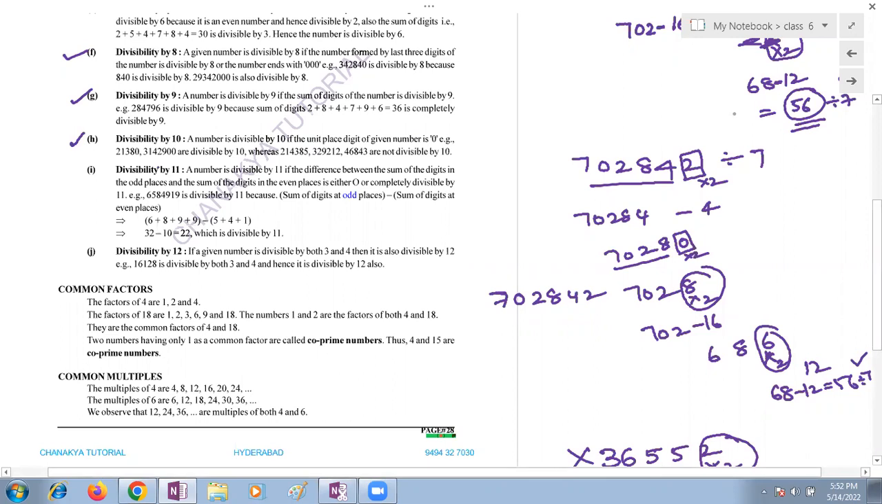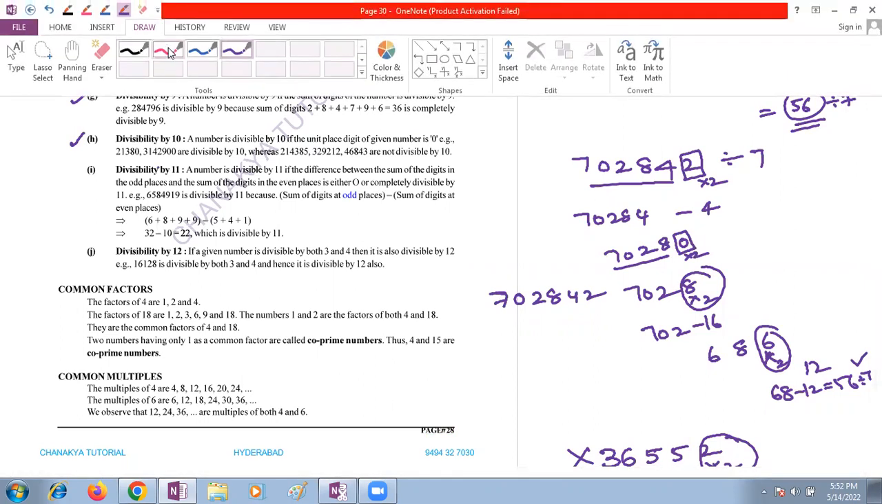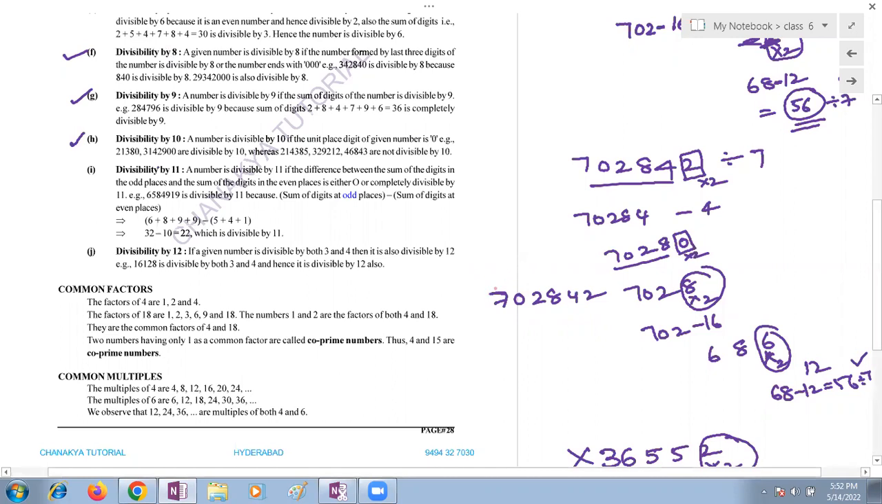Alternative digits. What do alternative digits mean, Nana? If I'm taking the first digit, I should leave the second one. These numbers are the other alternative numbers. Now I can add up 7 plus 2 plus 4, and here 0 plus 8 plus 2. 7 plus 2 is 9, plus 4 is 13. Here 8 plus 2 is 10. The difference of these two numbers is 13 minus 10, which is 3, and 3 is not divisible in the 11 table.